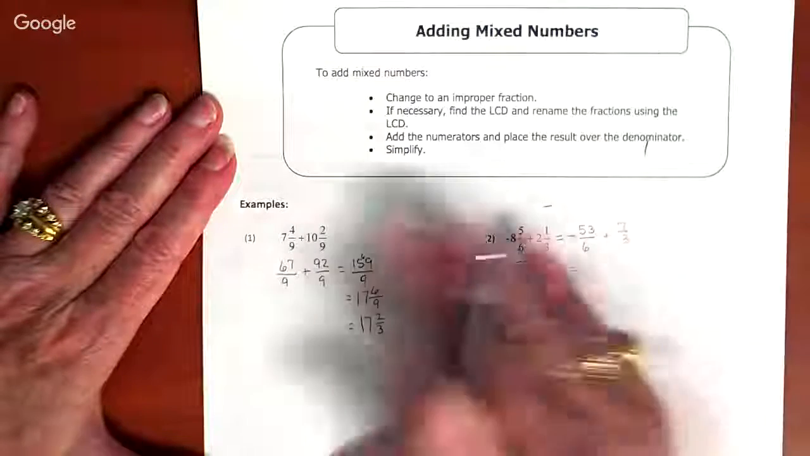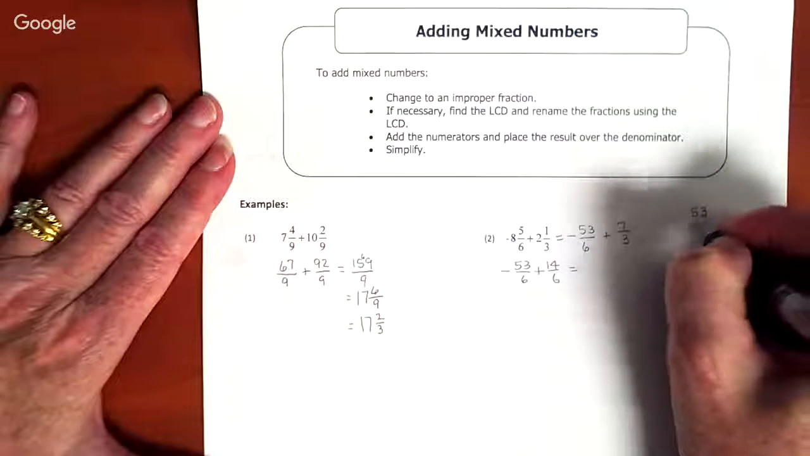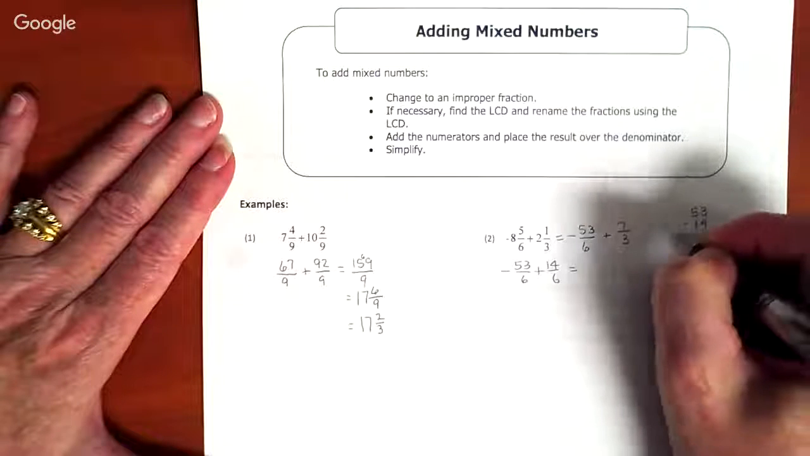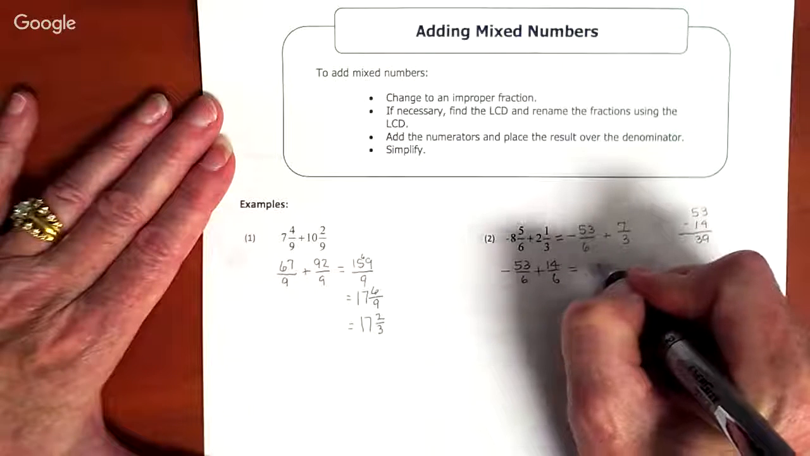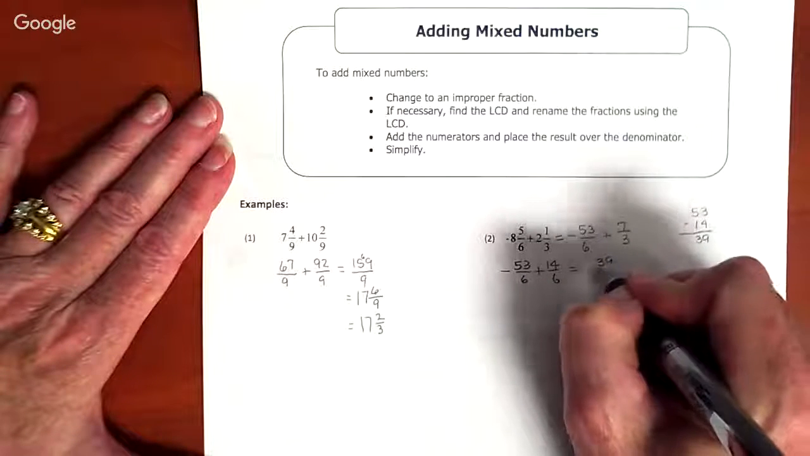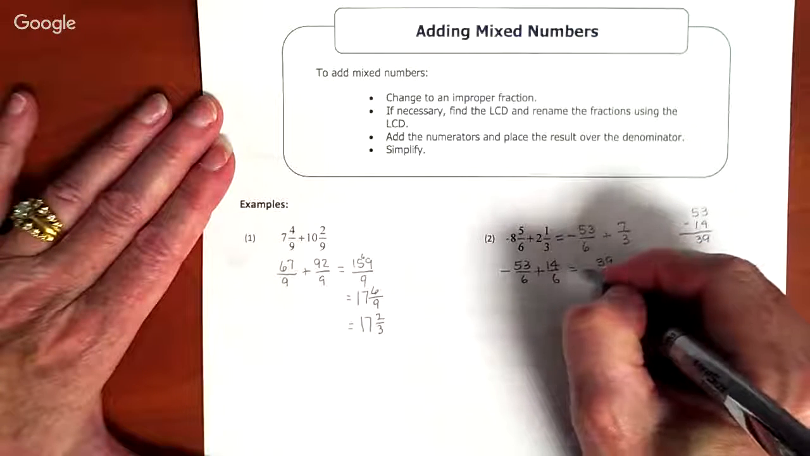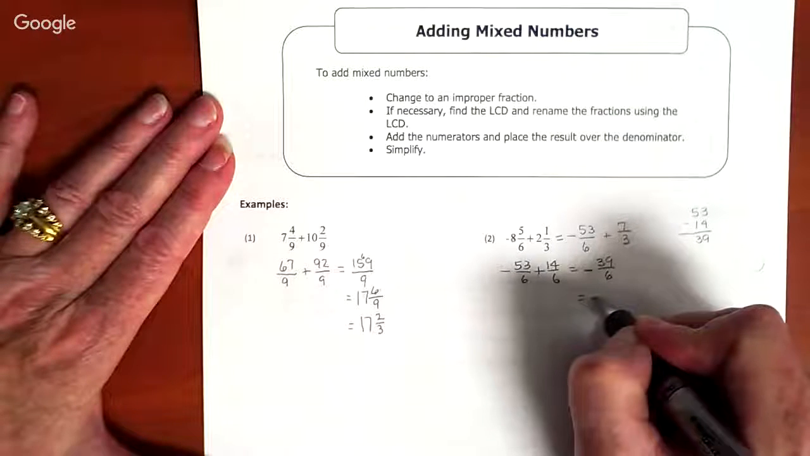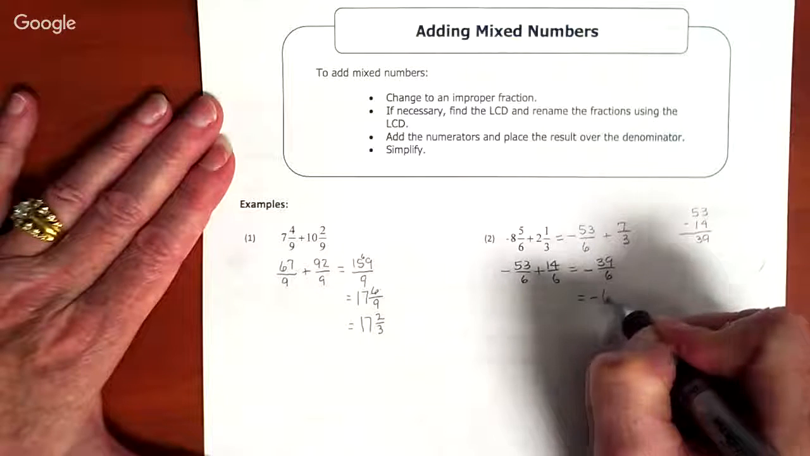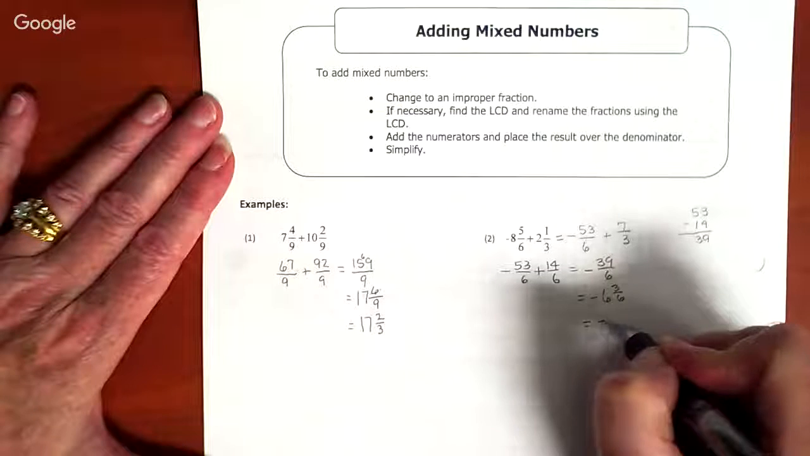If you have trouble, here's what I'm going to suggest. Write it over here when you subtract it. So we have 39 over 6, and our larger number is 53, so our answer is negative, which equals negative 6 and 3/6, which equals negative 6 and 1/2.